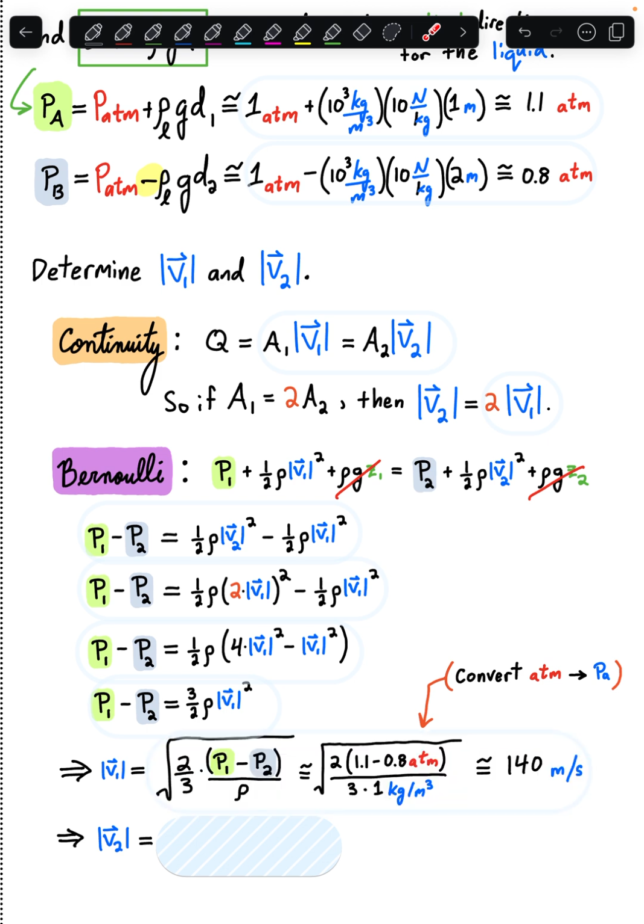And with that, going back to our continuity equation, if we know the speed at 1, then we know the speed at 2 is double that based on continuity. So we now have the speed of the gas at point 2 as well.